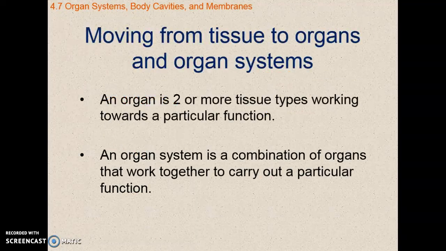Now we're going to move from tissue to organs and organ systems. An organ is two or more tissue types working toward a particular function. And then an organ system is a combination of organs that work together as well to carry out a particular function.